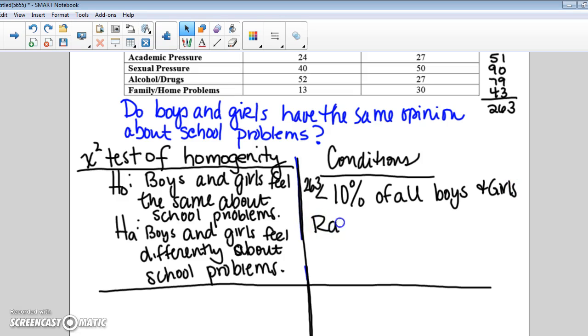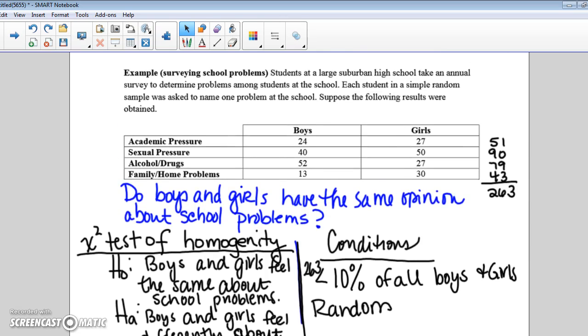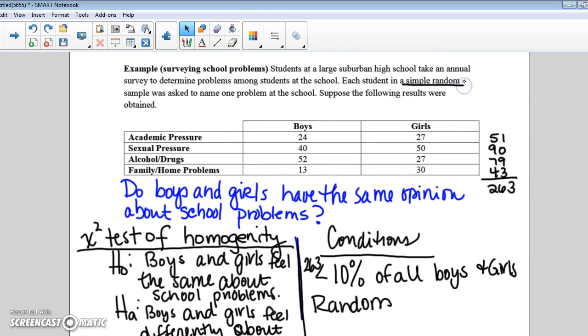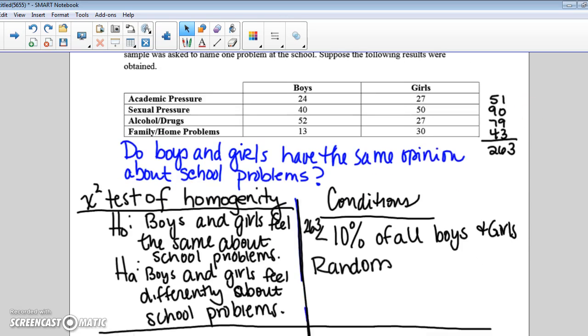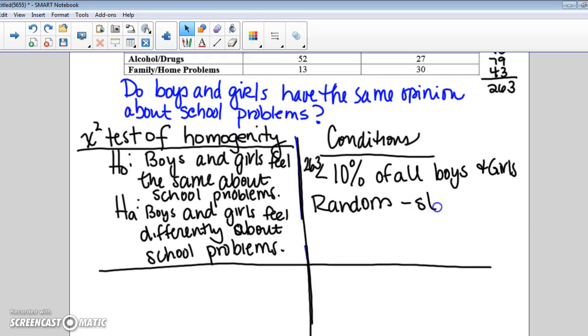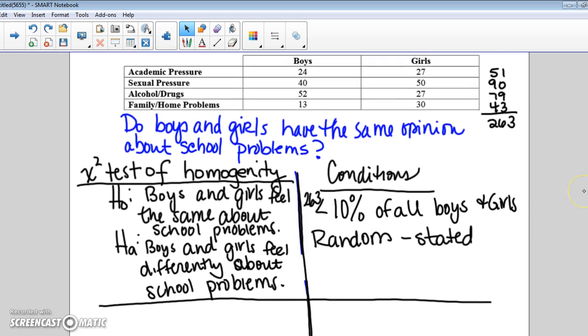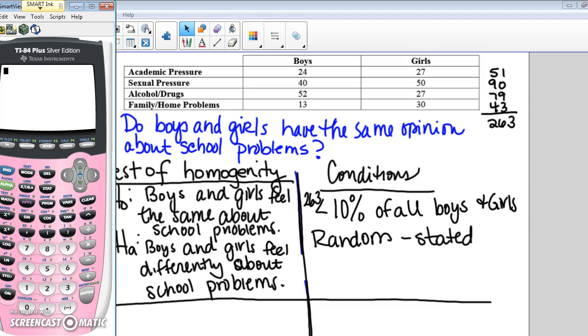And I do believe it states random in the problem. If you look up here, simple random. So we would say random stated. And then we have to check our expected. So to do that, we're going to use our calculator. I'll show you tomorrow how to do them by hand.